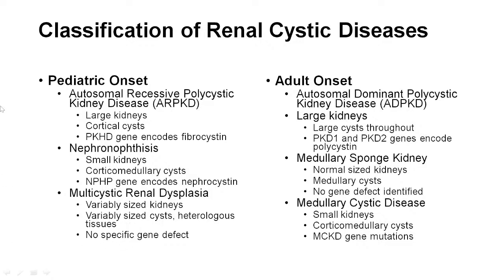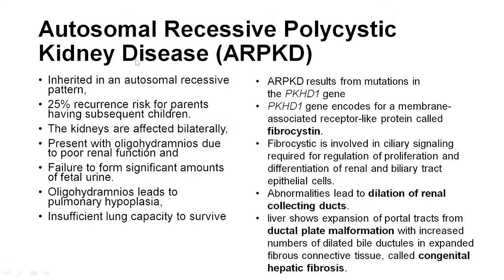ओके. नाउ इन द एडल्ट, इन एडिशन टू autosomal dominant polycystic kidney disease, medullary sponge kidney is another common entity where the normal size kidney can be seen, medullary cysts can be seen, no gene defect identified. Medullary cystic disease has small kidneys, corticomedullary cysts, MCKD gene mutations are seen in the medullary cystic disease.